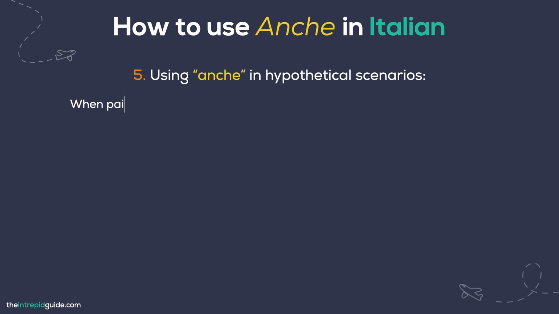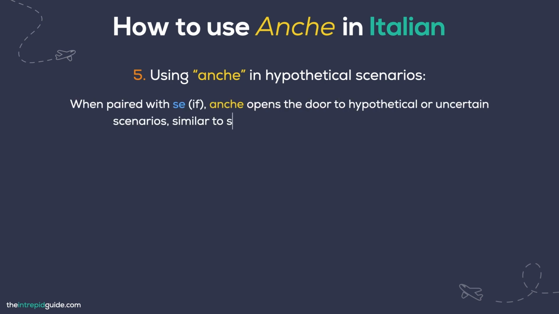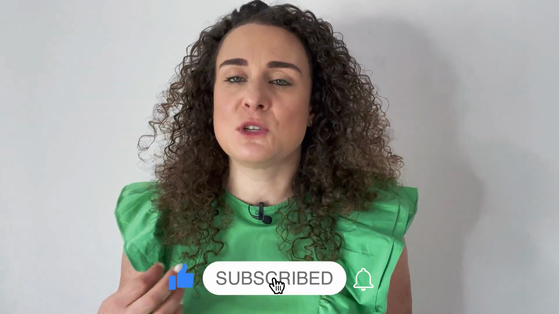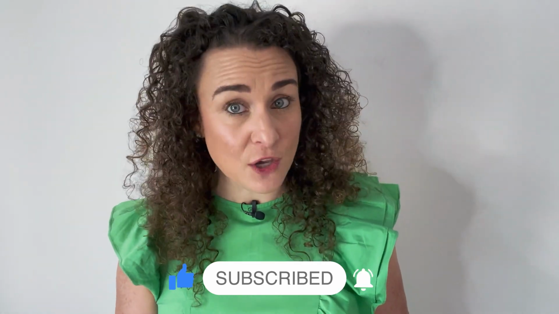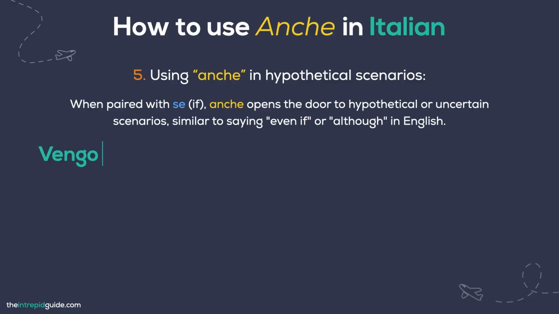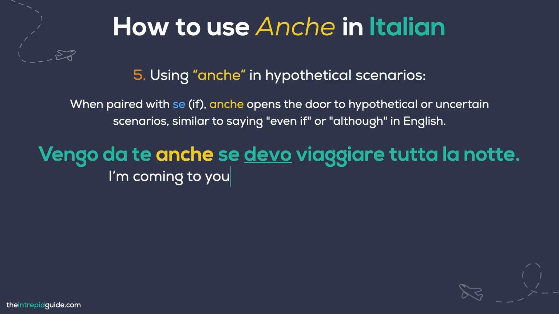Anche can also be used in hypothetical scenarios. When paired with Se, meaning if, anche opens the door to hypothetical or uncertain scenarios, similar to saying even if or although in English. The verb that follows can be in the indicative mood or in the subjunctive mood, depending on how certain or uncertain this situation is. Take a look at these examples. Vengo da te anche se devo viaggiare tutta la notte. I'm coming to you even if I have to travel all night.